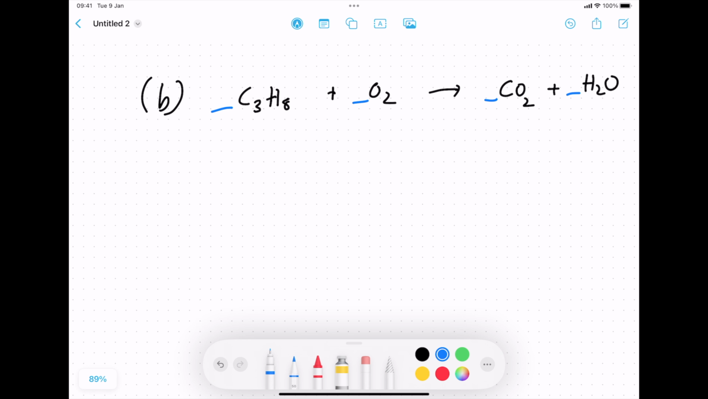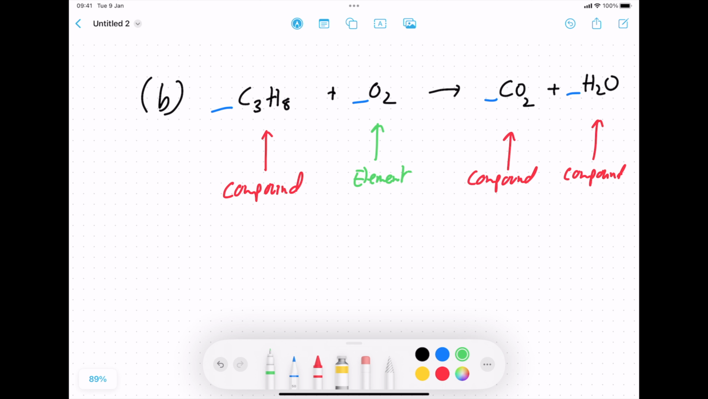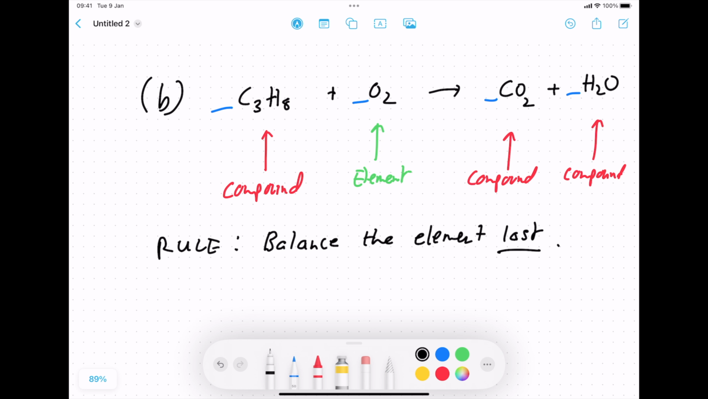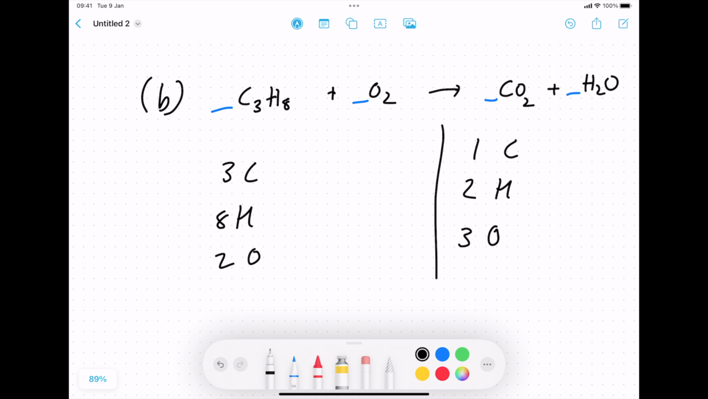So when you have an equation that looks like this, there's actually a quick way to balance this, and it comes from recognizing that you have a mixture of elements and compounds. Especially when you have this situation. When you have one element in the equation and the rest are compounds, the rule is this: balance the element last. Let me show you why. Quick atom count. Carbons are not balanced, hydrogens are not balanced, oxygens are not balanced. Oxygen is the element. We do that last.